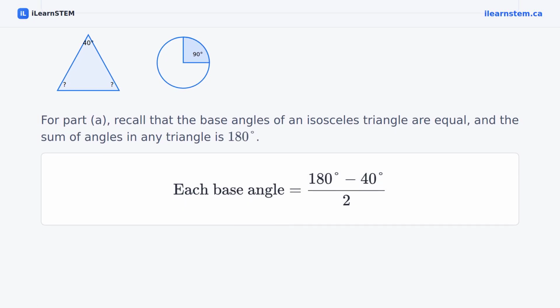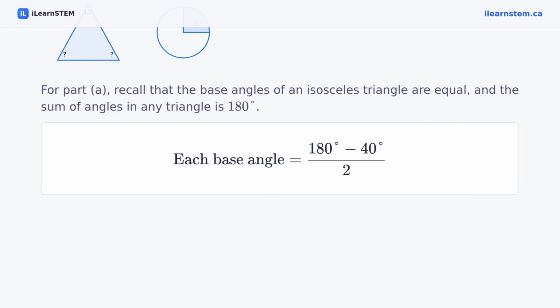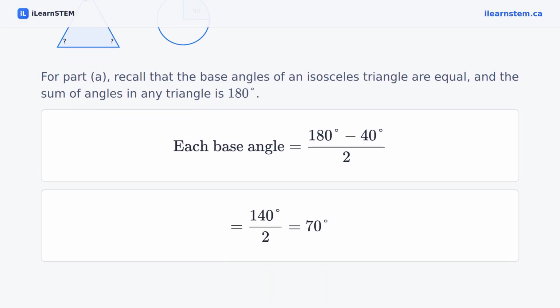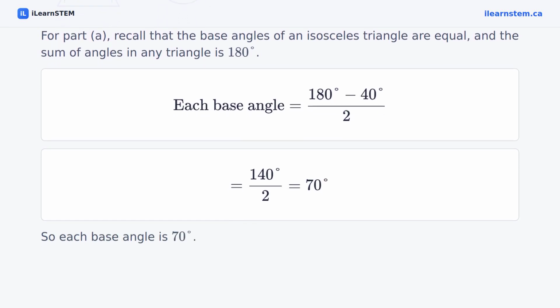So each base angle equals (180 degrees minus 40 degrees) divided by 2. That gives 140 degrees divided by 2, which is 70 degrees. So each base angle is 70 degrees.